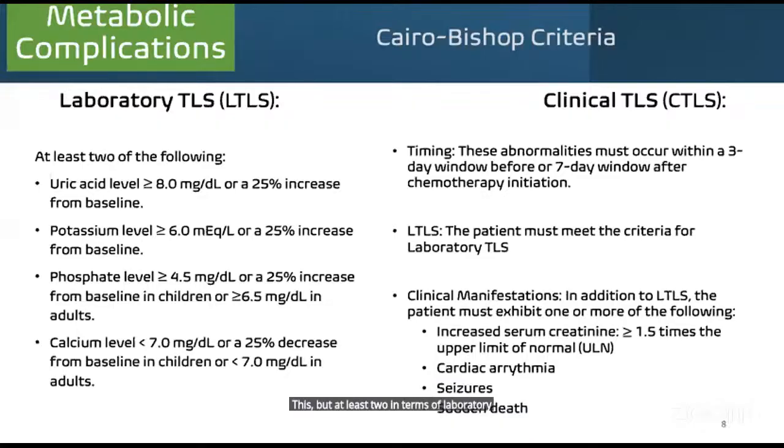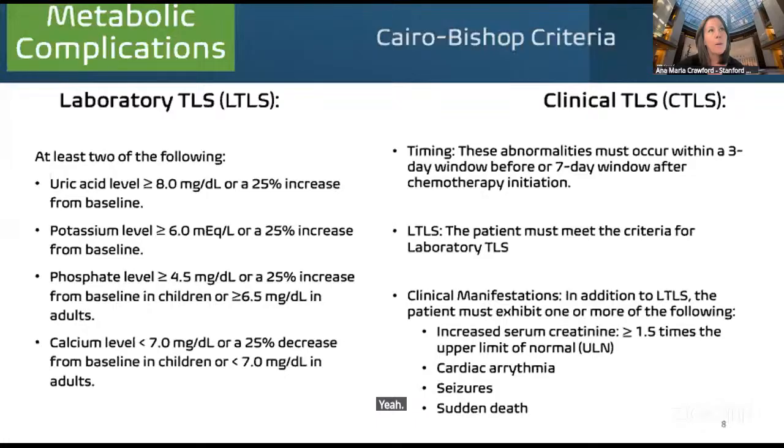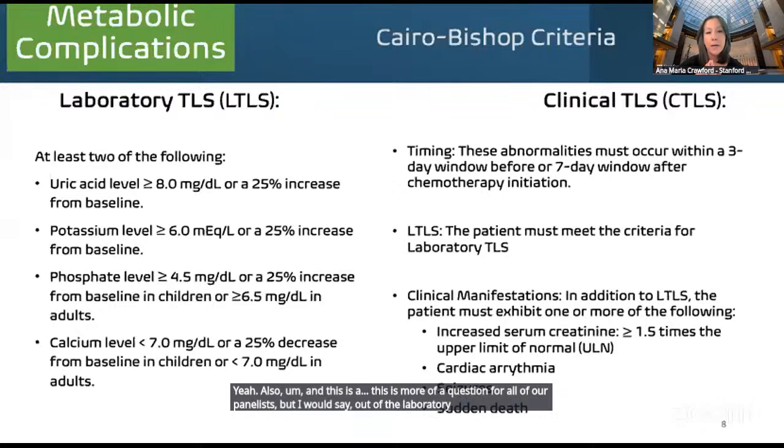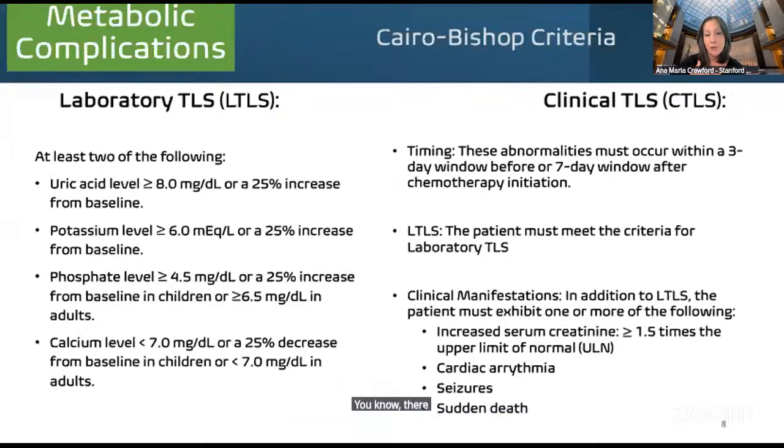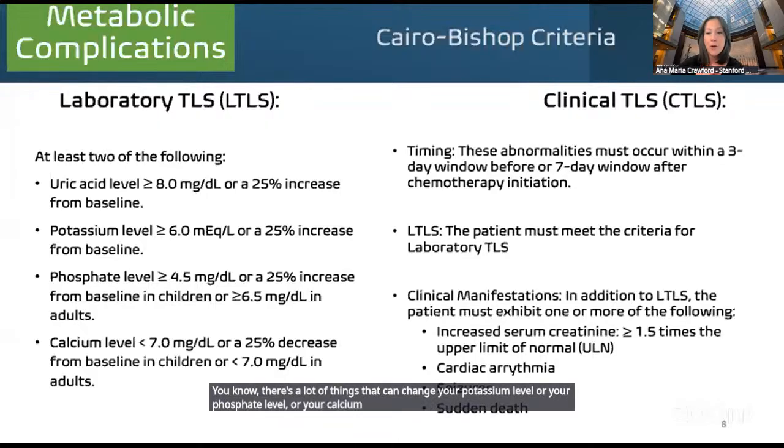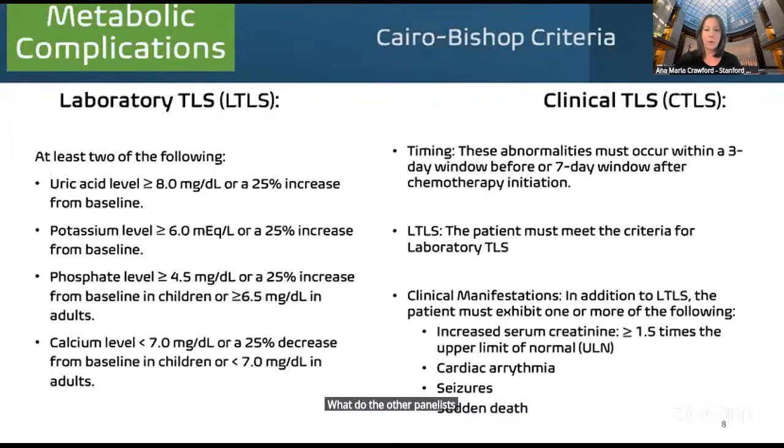So yeah. Also, this is more of a question for all of our panelists, but I would say out of the laboratory data, there's a lot of things that can change your potassium level or your phosphate level or your calcium level. And so maybe uric acid is the most specific for tumor lysis syndrome. But what do the other panelists think? What do you think, Dr. Nicole, Dr. Amy, Danielle? If you only had a couple labs to choose, which one would you choose?